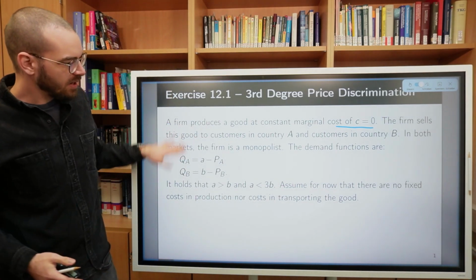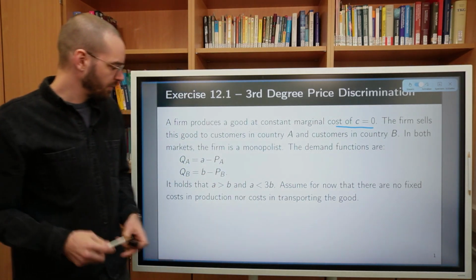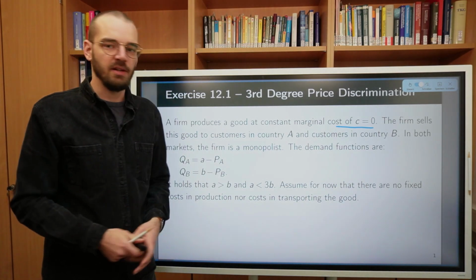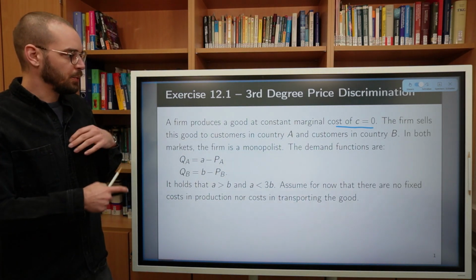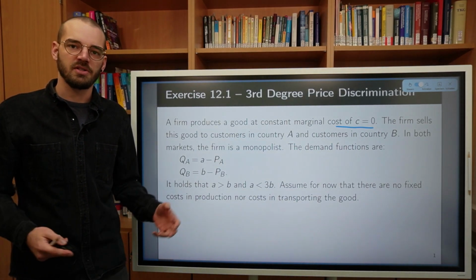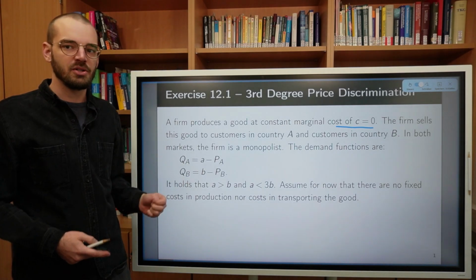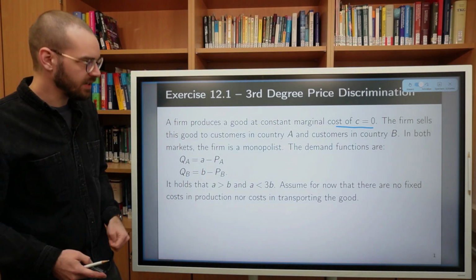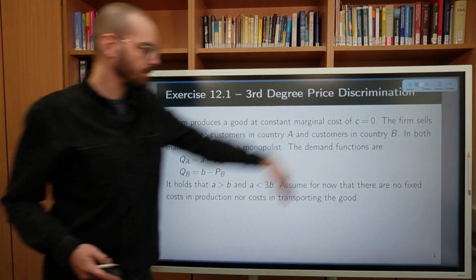In the first step, we are asked to assume now that there are no fixed costs in production and there is no transporting of the good, right? So we completely abstract from any sort of costs for this firm. We only want to consider the demand functions of these two markets, just for simplicity of the model.